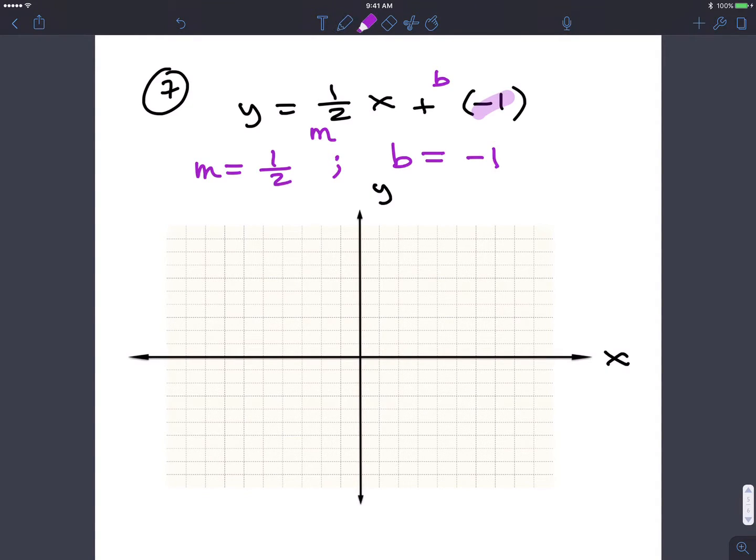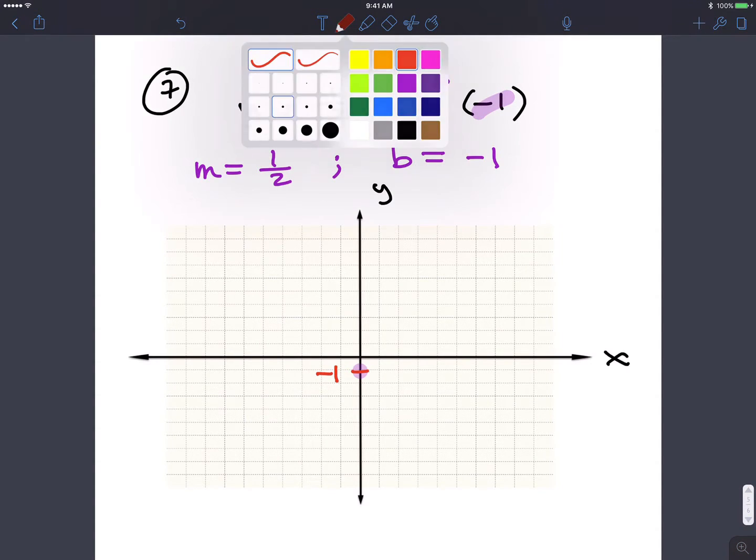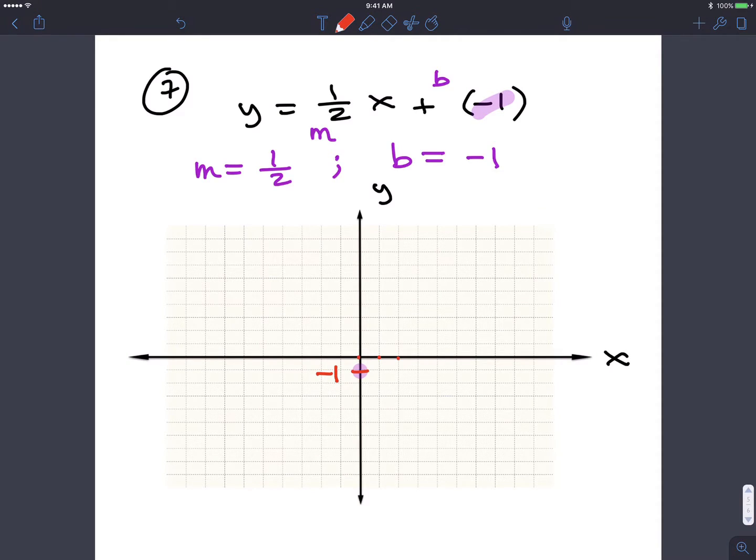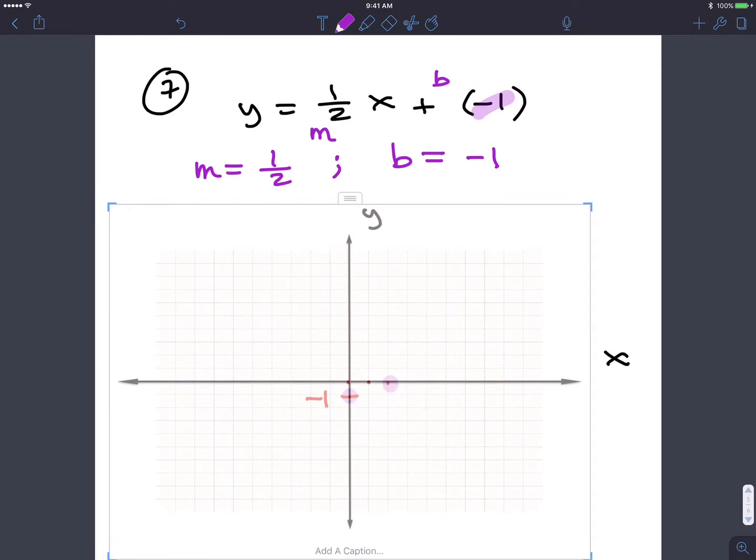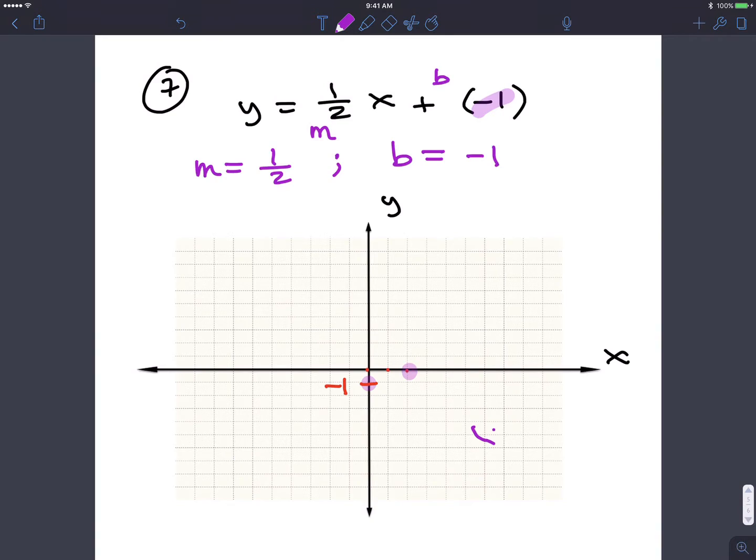We're going to start at -1, and that's going to be down 1 unit on the y-axis. And again, you could label that. I'm now going to use a slope of 1/2. So I'm going to go up 1 and to the right 2. This is the location of my second point. We're now able to draw a line. Oops. Let's get the iPad to cooperate. This is my line now.